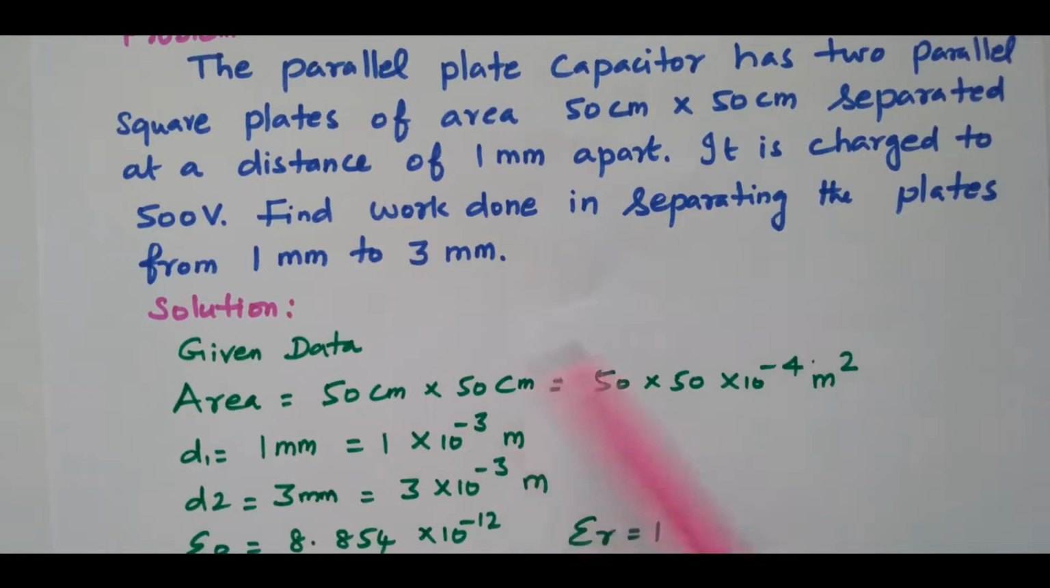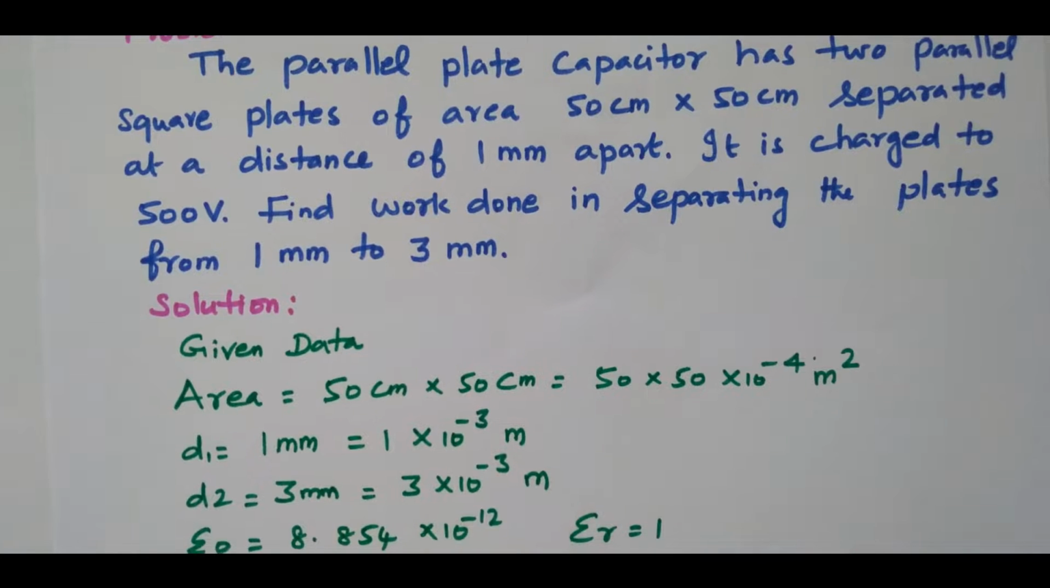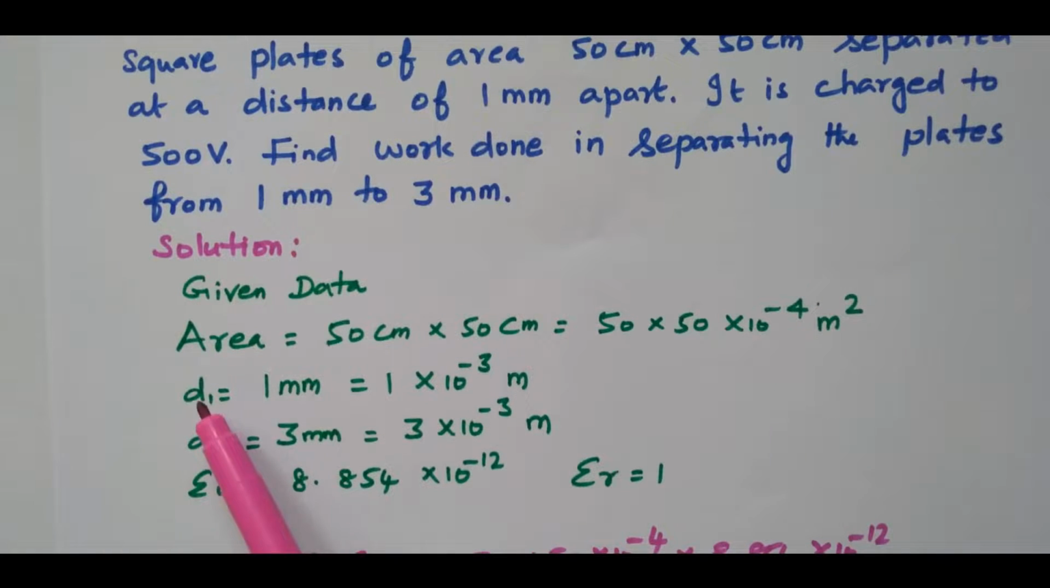The distance between the plates is separated from 1 millimeter to 3 millimeter. So we will take D1 as 1 millimeter, D2 as 3 millimeter, that is 3 into 10 to the power minus 3. The epsilon naught is a constant, 8.854 into 10 to the power minus 12. Then epsilon r equal to 1, we consider air medium.